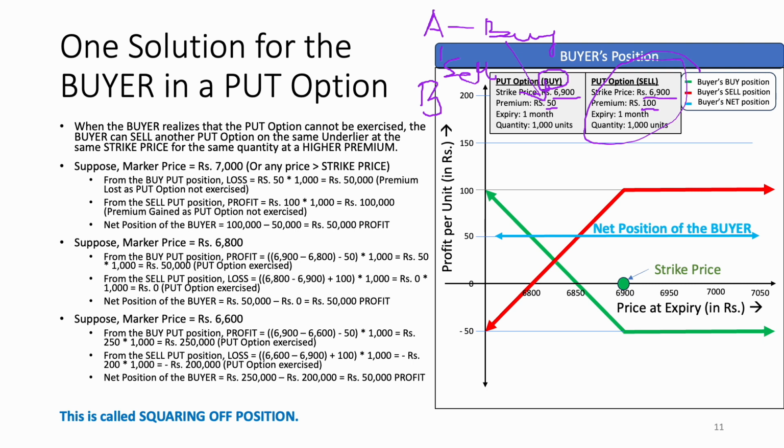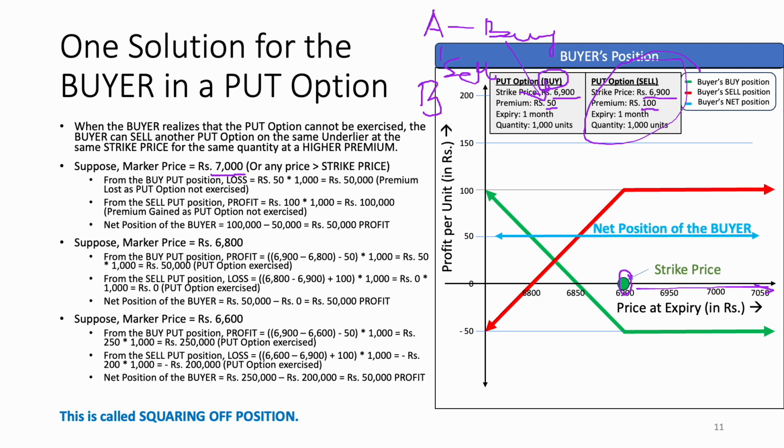So here what happens is that in case the market price is greater than the strike price. So here we have the strike price, and if the market price is greater than the strike price, let's take that the market price is 7,000 rupees where the strike price is 6,900. Under that circumstance, the buyer will not exercise the put option.